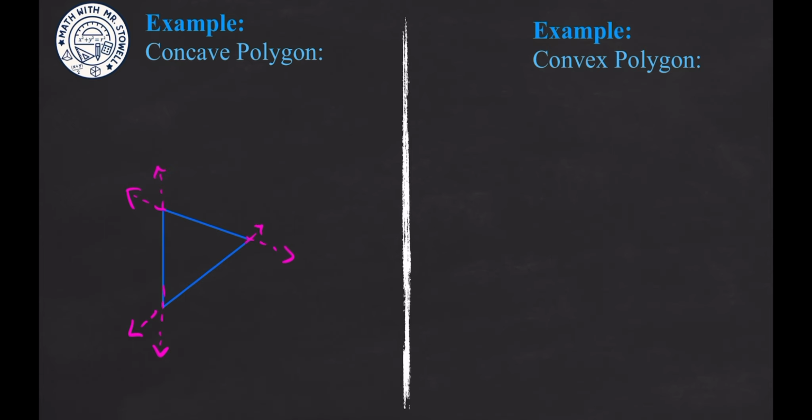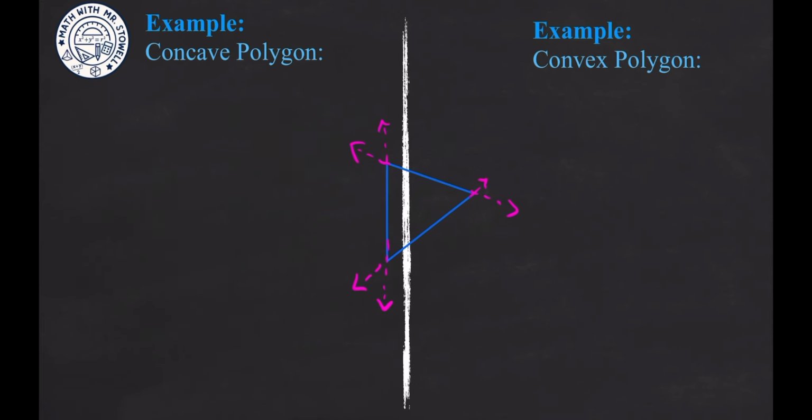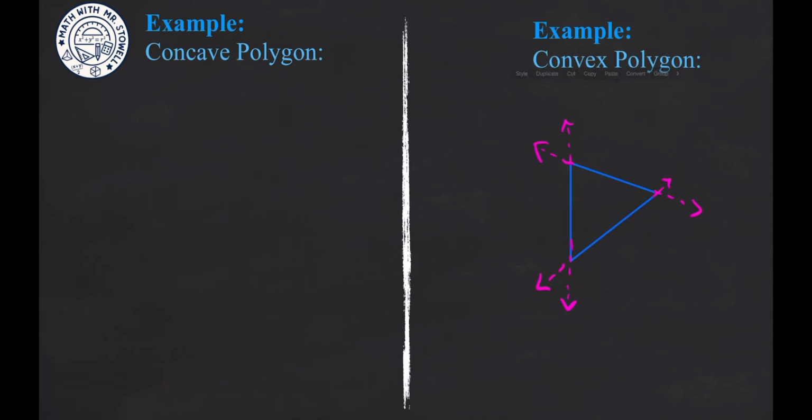I put this in the wrong spot. Let me put this in the correct spot. Concave. So concave means that the lines are going to end up passing through the shape. Convex means that they are not. So make sure that you put it in the correct region. So convex, if we extend the lines, they are not going to re-enter the shape.